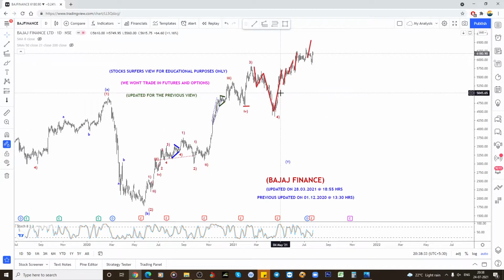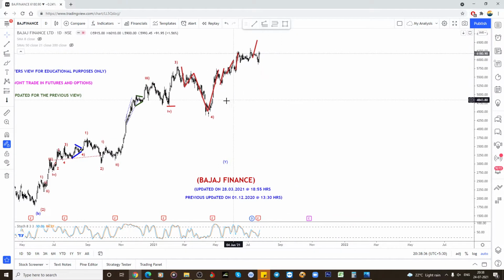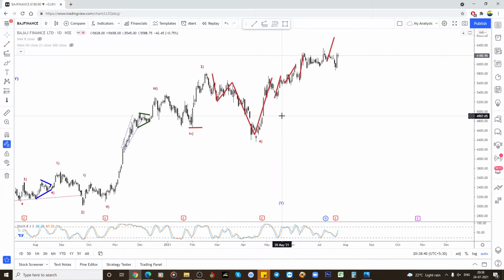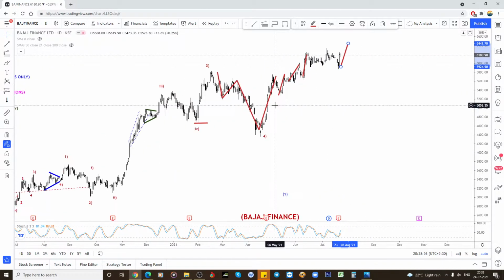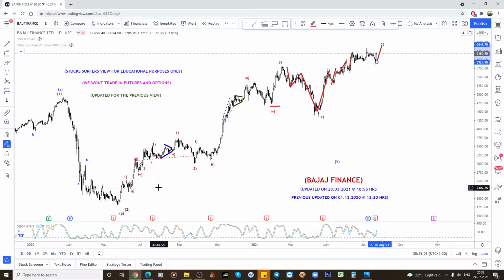So Bajaj Finance, as I said, I am not able to count here. Maybe if it is roughly calculated, this is wave 1, there is wave 2, wave 3, and beyond that wave 4 is completed, and wave 5 is yet to be made. So the whole thing becomes wave 1, 2, 3, 4 and 5. Or if it is a diagonal pattern or whatever kind of pattern it is going to do, it's impossible to say.